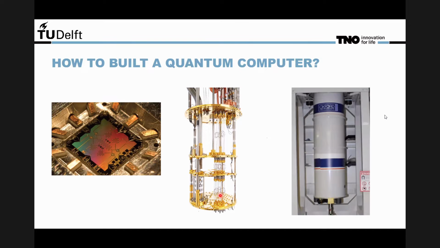And so this is what it looks like in the actual lab. So this white cylinder here is the dilution refrigerator. It cools the processor down to the required cryogenic temperatures, but it also protects it from the environment. So like from external radiation, like cosmic background radiation or even radiation coming from your phone.